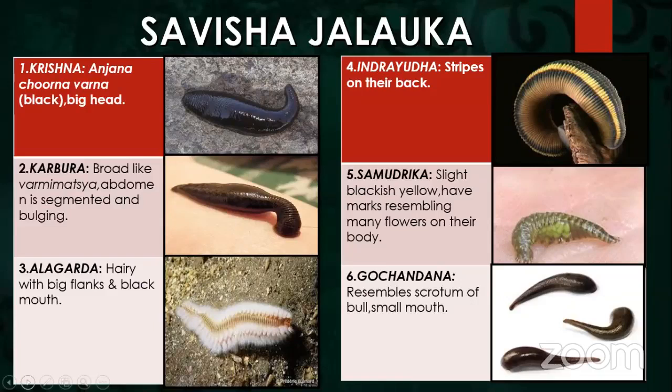Next one is Samudrika. The name Samudrika itself tells you something, resemblance of flowers. So Samudrika is slightly blackish yellow, with marks resembling many flowers on its body. Next one is Gochandana. Gochandana resembles the scrotum of a bull and it has a small mouth. That is Gochandana variety of Visha Jaloka. So we have seen 6 types of Savisha Jaloka: Krishna, Garbura, Alagartha, Indrayudha, Samudrika, Gochandana. Next slide.